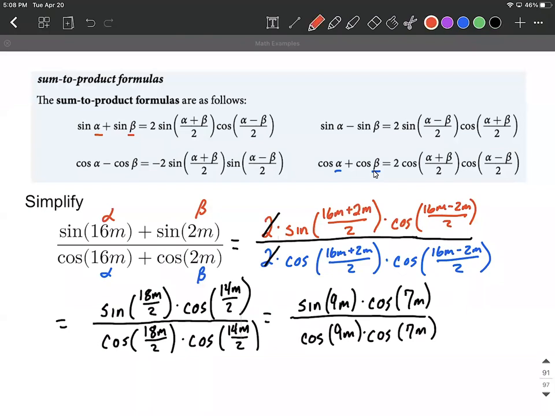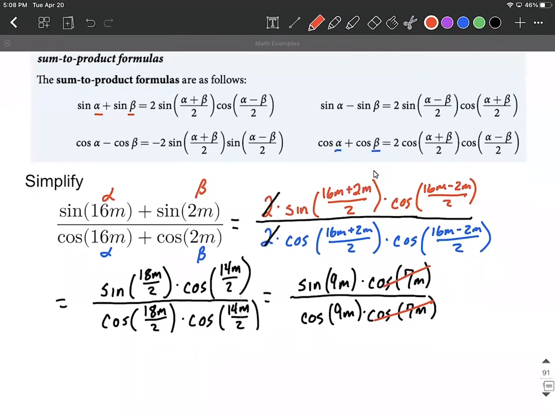Okay, at this point, everything's multiplied in the numerator, everything's multiplied in the denominator. So noticing that we have cosine of 7m over cosine of 7m, we can simplify that down and cancel those out. Those make a 1. That leaves sine of 9m over cosine of 9m, which will reduce down just a little bit further. Using one of our quotient identities, we know that tangent is sine over cosine, so this makes its way all the way down to tangent of 9m.